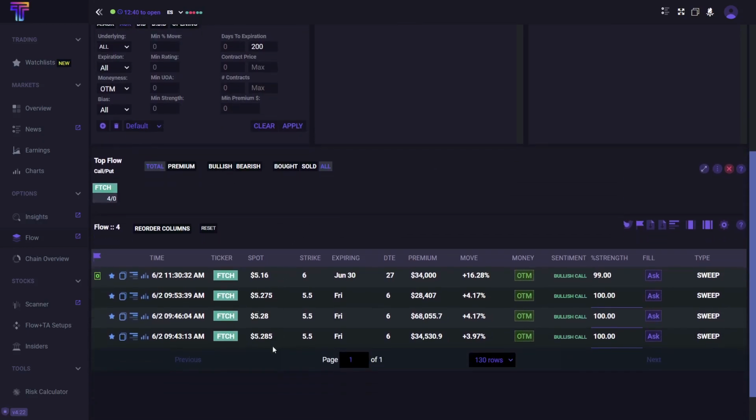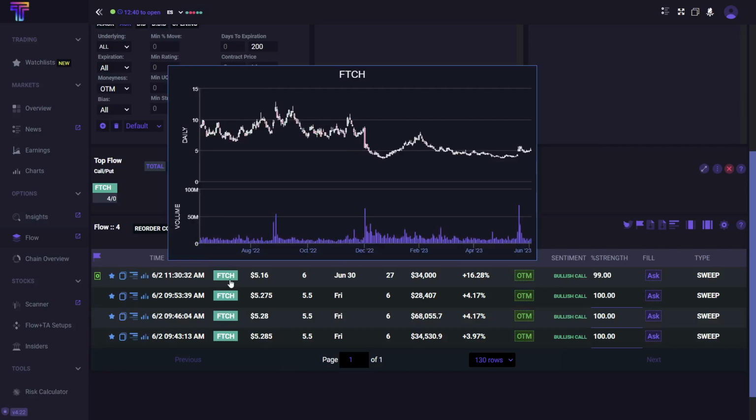Right now the stock price is trading at $5.28, versus $5.16 when these contracts were bought. So this is more of a day trade because these DTEs were 6 days or less. However, we do see something expiring June 30th, and that's 27 days, for a predicted 16% move. When you hover over this ticker, it'll actually show you Fetch in the longer term chart. And as you can see, we actually broke out a little bit higher, and then it looks like we're continuing for a run, looks like to that next support line.